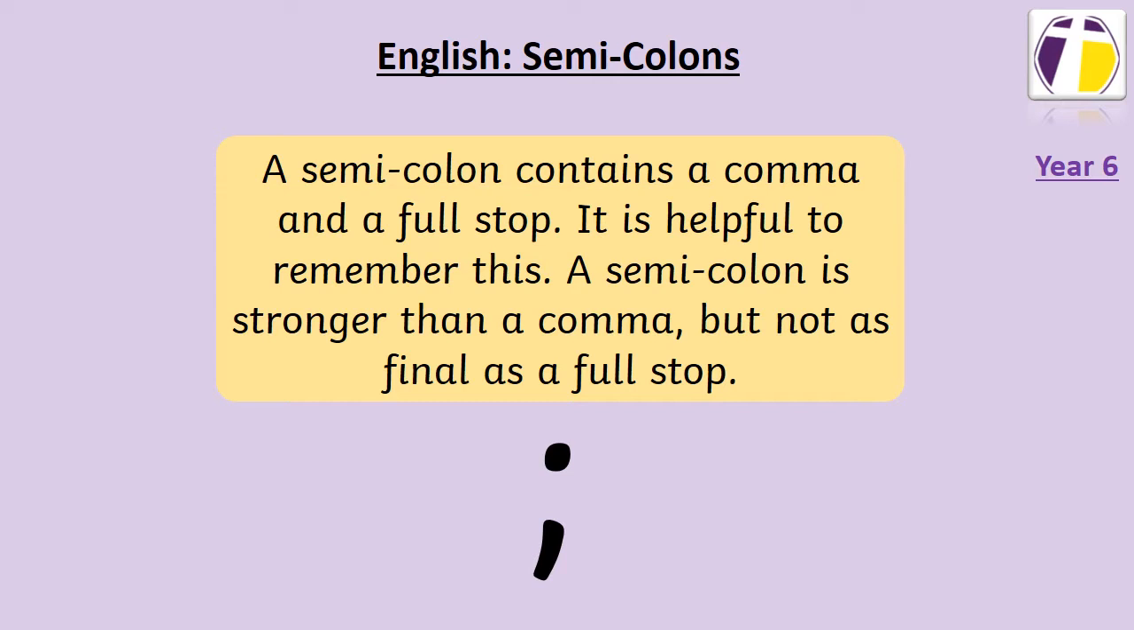In English this week, we have been looking at using semicolons. A semicolon is a piece of punctuation that has a comma and a full stop to make one piece of punctuation. This helps us remember that it's stronger than a comma, but not as final as a full stop. But it can be used to join two independent clauses, two main clauses which make sense on their own.